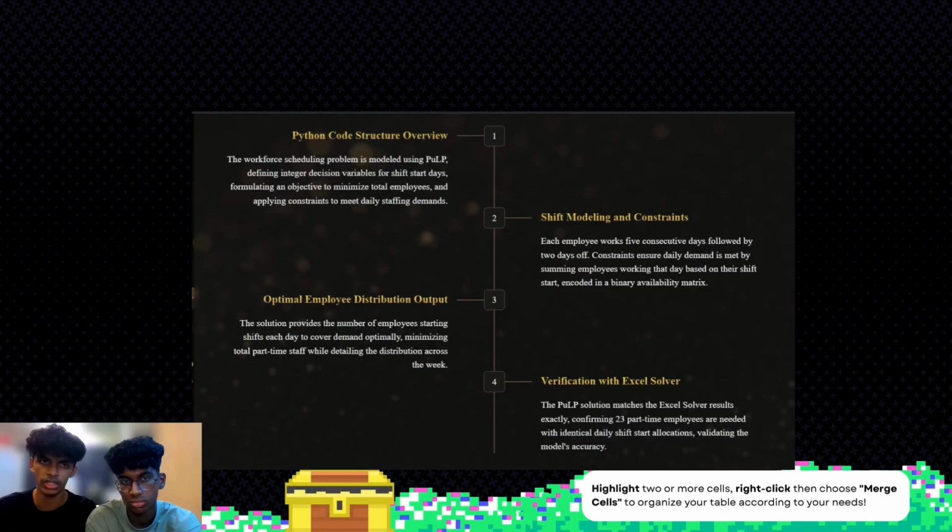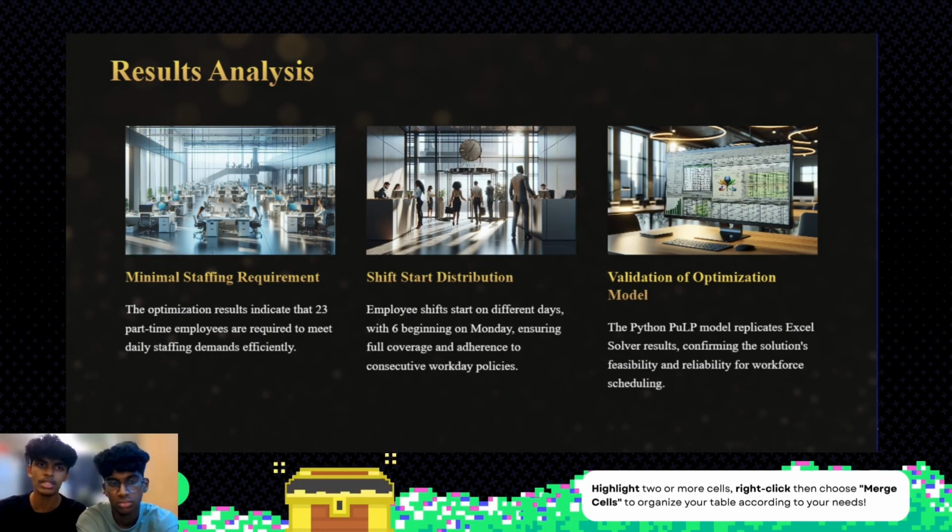Thank you. So the result analysis covers minimal staffing requirement, shift start distribution, and validation of optimization models. The optimization results indicate that 23 part-time employees are required to meet daily staffing demands efficiently. Employee shifts start on different days, with 6 beginning on Monday, ensuring full coverage and adherence to consecutive work days policies. The Python PuLP model replicates Excel Solver results, confirming the solution's feasibility and reliability for workforce scheduling.